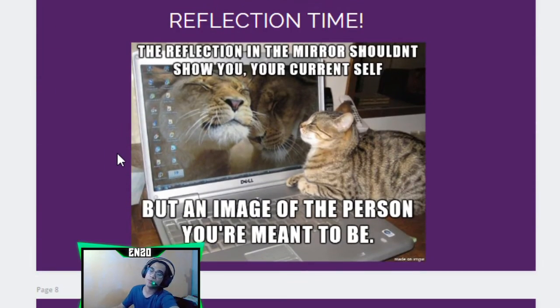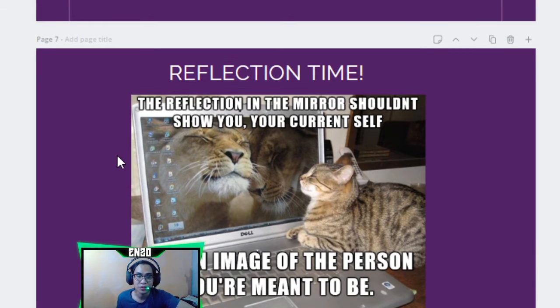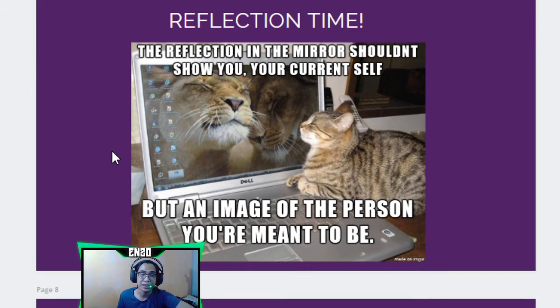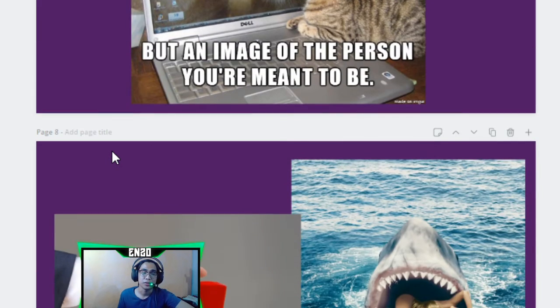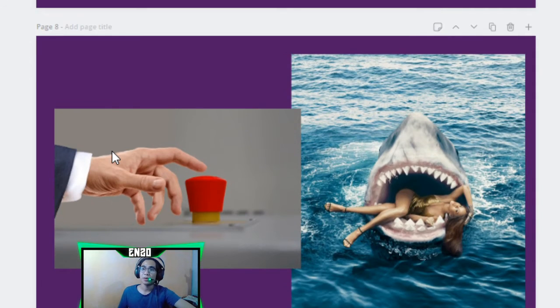Reflection time. This is the meme I made. The reflection in the mirror shouldn't show your current self, but an image of the person you're meant to be. So how do we apply deontology? We don't realize that in this time of social media, with a press of a button, we can destroy a person's life. Like when you're commenting or bashing, when we become keyboard warriors, it actually destroys lives.